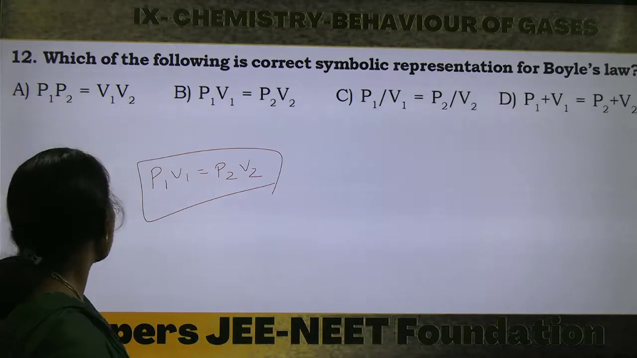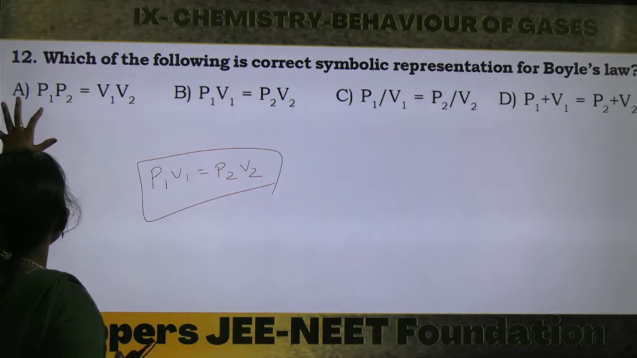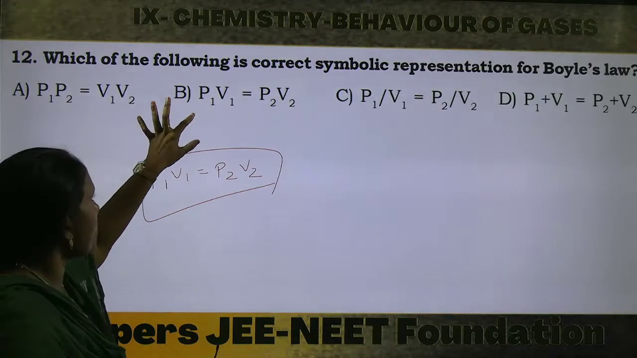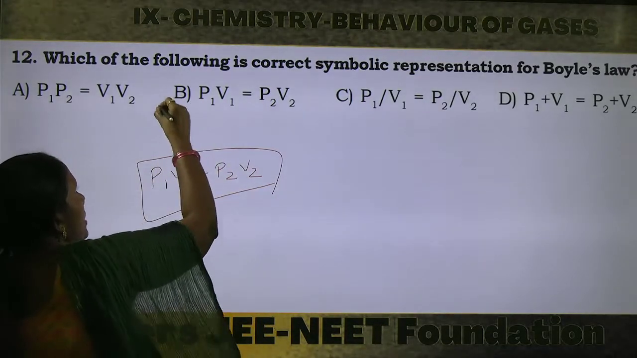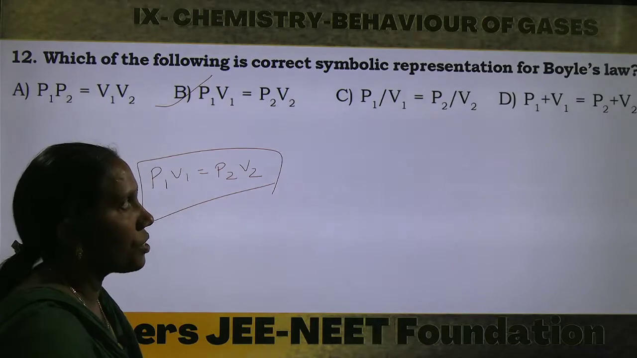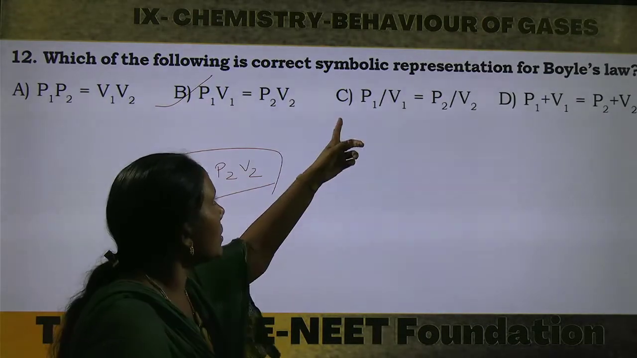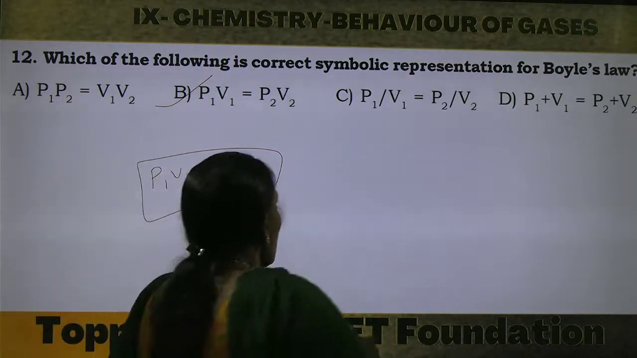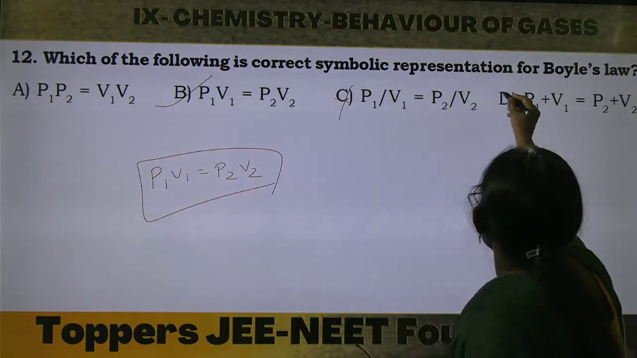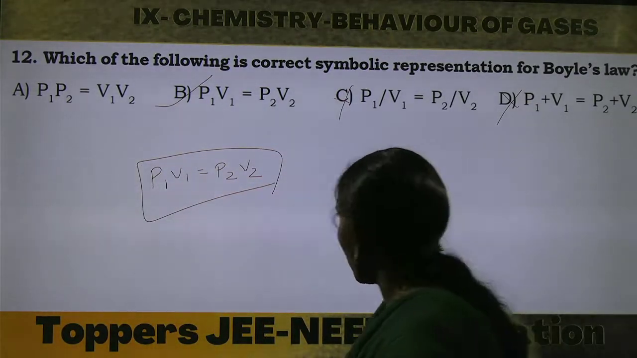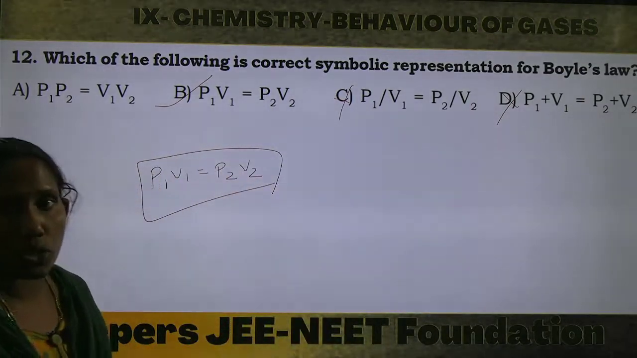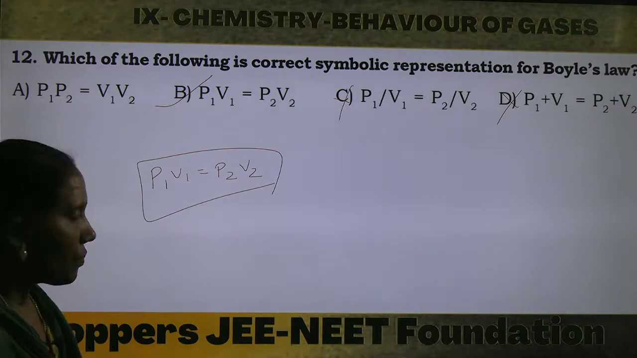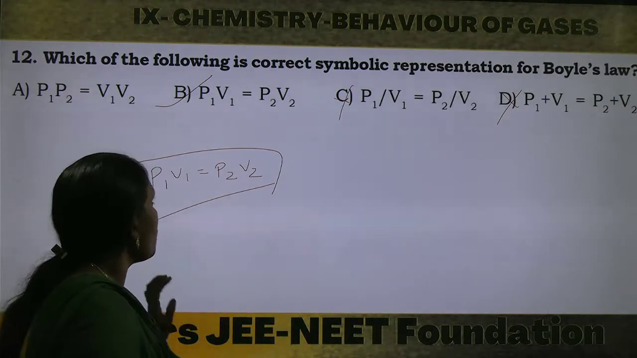Let us see the options. The first option is given as P1 P2 equal to V1 V2. No. The second option is P1 V1 equal to P2 V2. This is the correct symbolic representation for Boyle's law. See the third one, P1 by V1 equal to P2 by V2 is given. No, not C. Then P1 plus V1 equal to P2 plus V2 is given. So D option is also wrong. The correct option is B. Okay, comes to the next one.